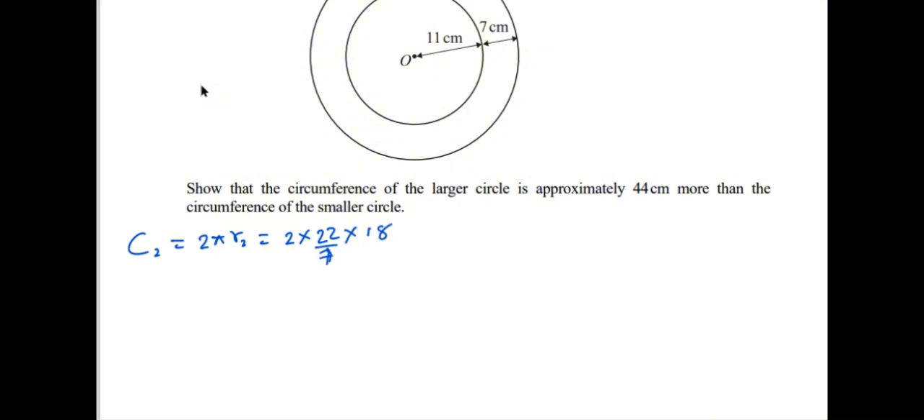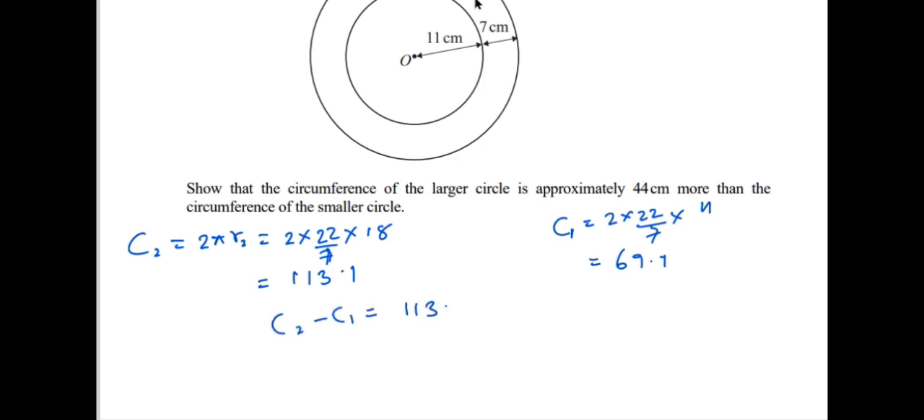So with your calculator, you can get your answer. So that will give you 113.1 cm. So C1 now will give us 2 times 22 over 7 times R1, which is 11. So that will give you 69.1. Okay, so when you say the difference, C2 minus C1, that will give you 113.1 minus 69.1. So that will give you, so we have 43 point something.